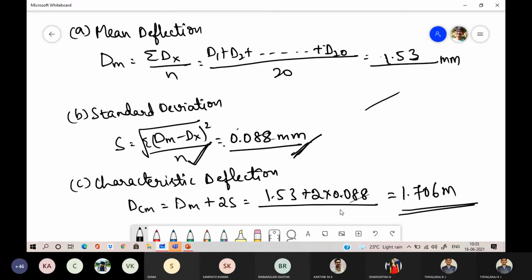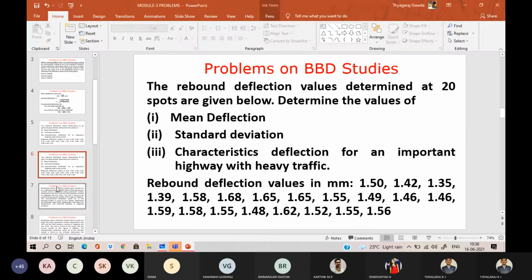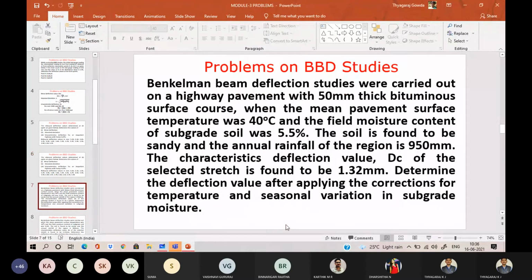Shall we move to the next problem? Everyone have written? Yes, sir. Okay. Move to next problem. Kindly note down. This is a problem on temperature correction and moisture correction. So kindly note down this problem. It looks lengthy, but it is very simple. So kindly note down.